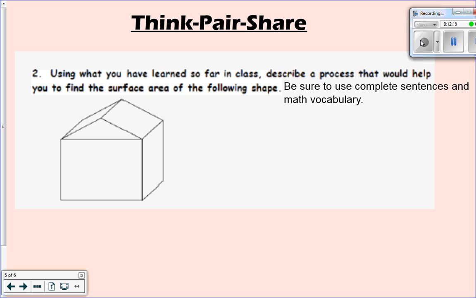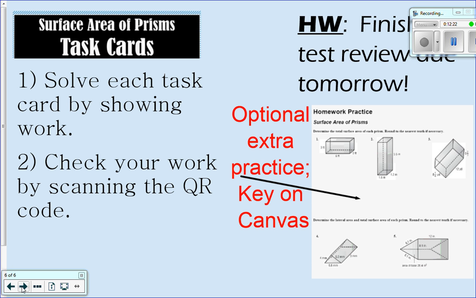So we have 20 test cards. They are on the back counter. You're more than welcome to work with a partner, work individually. You will check your work by scanning the QR code. Okay? Your review is due tomorrow. There's also an extra practice that is optional. The Canvas is on key. If you want that extra practice of using the formula. Okay? So I'll make sure you get that before you leave. And your only homework is to complete your test review tomorrow. There are tutorials as well before school. Questions on what you're doing? All right. Get started.